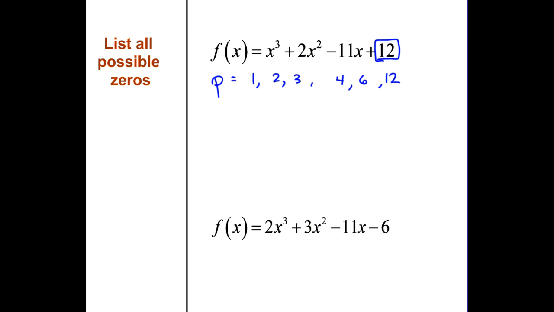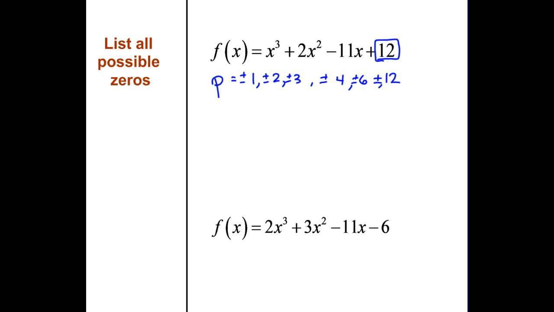But here's the catch. I can also do negative 1 times negative 12, negative 2 times negative 6, and negative 3 times negative 4 to get positive 12. So really, we're going to be looking at the positive or negative of each of these. So our p's are plus or minus 1, plus or minus 2, plus or minus 3, plus or minus 4, plus or minus 6, and plus or minus 12.